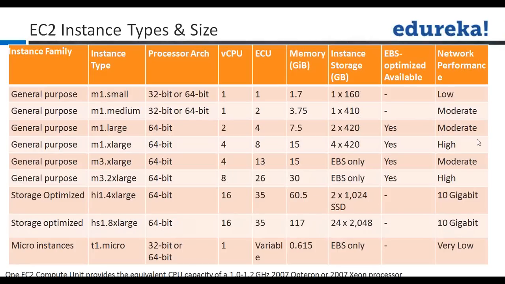Now, we see these different kinds of instance families in 2 slides. So again coming back to general purpose, it has instance types of m1.small, m1.medium, while the storage optimized are like hi1.4xlarge, hs1.8xlarge. Now see the difference. They have vCPU and ECU.